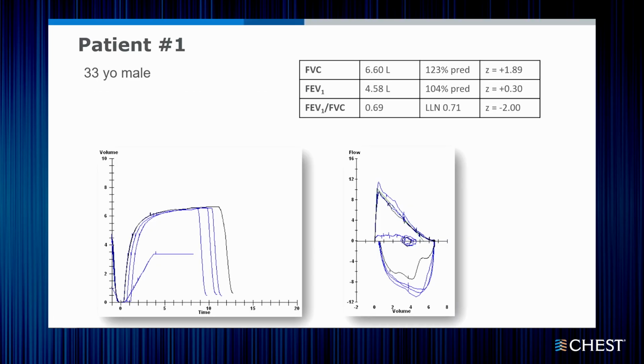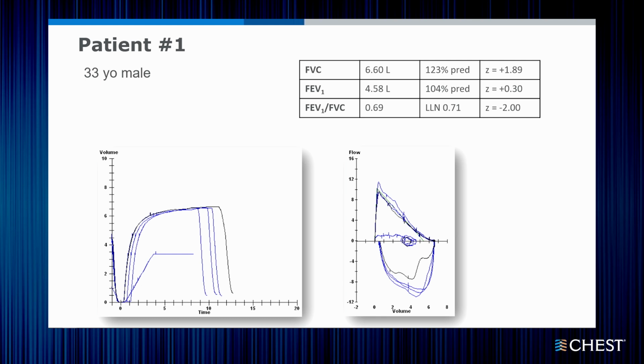So first patient, 33-year-old male, and that's his flow volume curve and volume time curve. And I don't know if I can get the mouse to work. Right here. So that's working on my thing. But what is that line? Well, first of all, vital capacity is 123% of predicted, or 1.89 z-scores. FEV1 is 104% of predicted. FEV1 to FVC is less than the lower limit of normal, negative 2.0 z-scores.